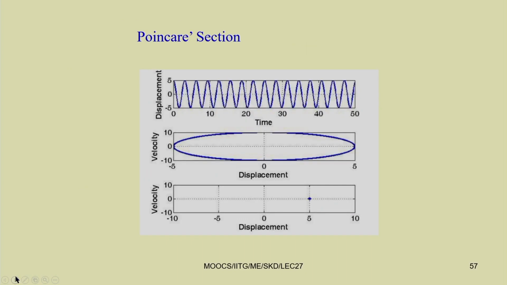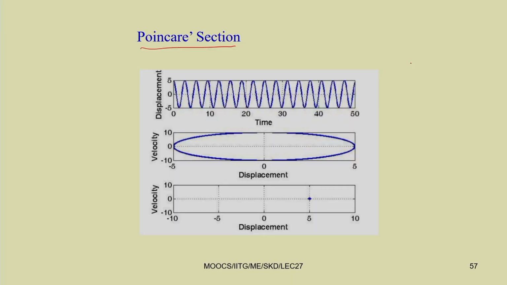So, let us now see regarding this Poincare section. By using this Poincare section, generally we reduce the dimension of the system by 1. For example, if you have a periodic response, sine and cosine periodic response is there. We have plotted a cosine function here, because at t equal to 0 you have 5. You can plot a sine function also.